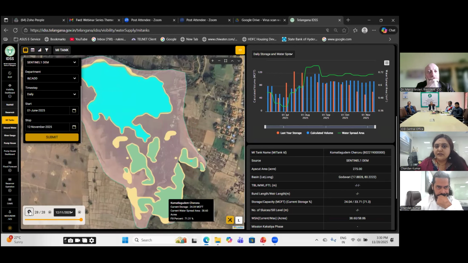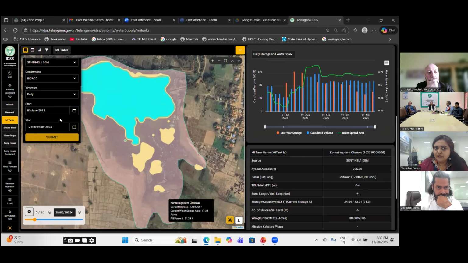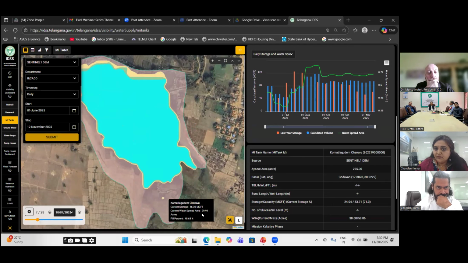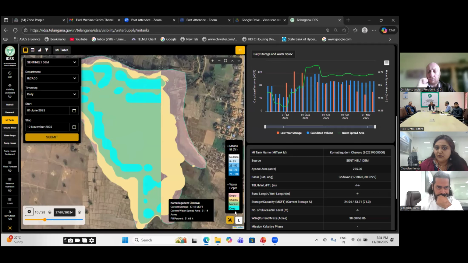See the water spread area. You will get all the information over here. And you can see the changes. And you can see the date which I have already inputted in this place. And see the water spread area and how it is changing from that time to the present time, which I have kept for 12th November 2025. And yes, you can see the legend. This color denotes the empty, shallow, and then deep.